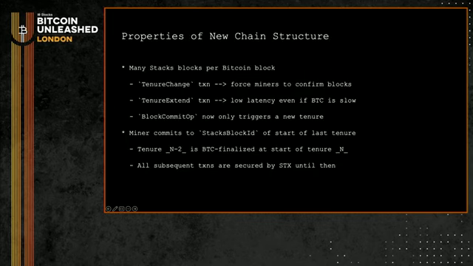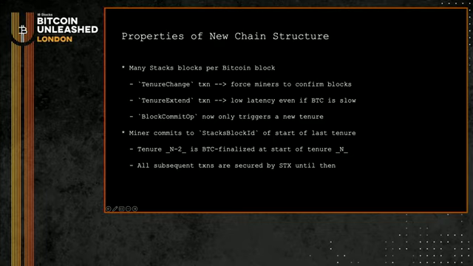So this is great. We have many blocks per Bitcoin block now instead of just one. And the rate at which Stacks blocks are produced is now governed by stackers' ability to sign them. And that's mediated through these new tenure change transactions and tenure extend transactions.